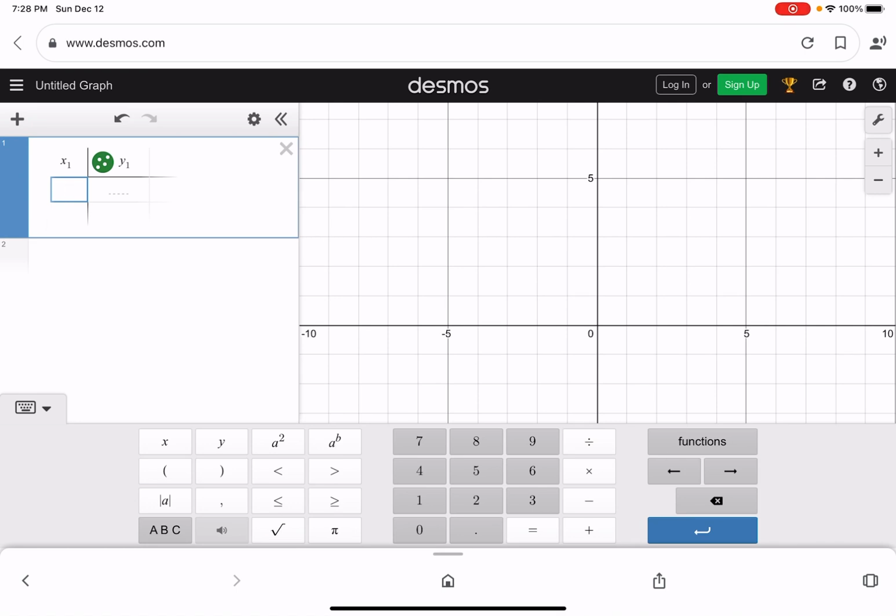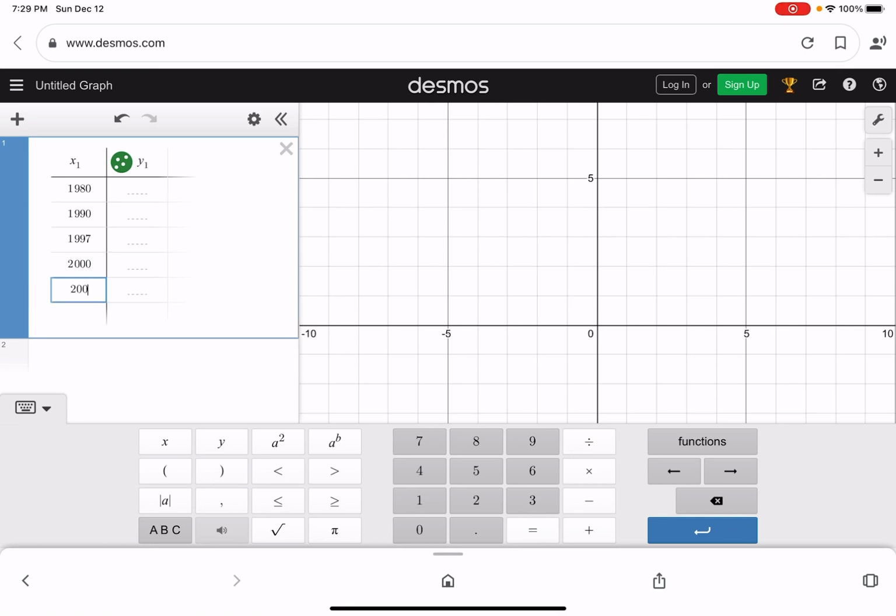And so in the x1 column, I want to type out all the x values. So for this question, it was 1980, 1990, 1997, 2000, 2005, and 2011.